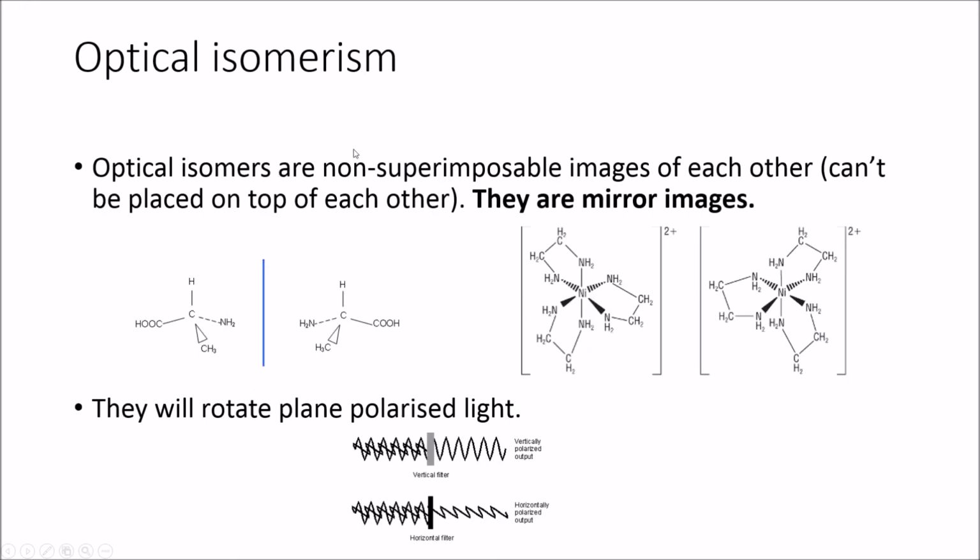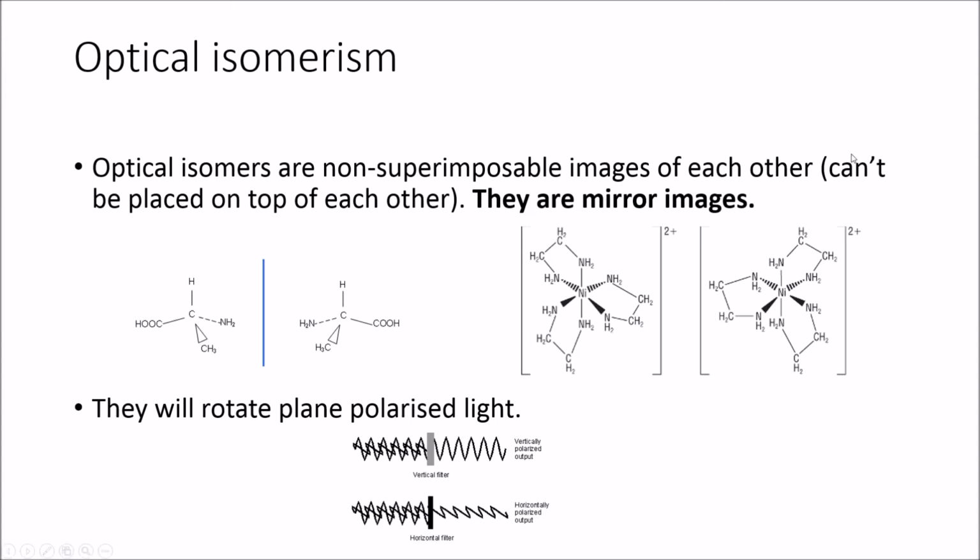Optical isomerism. Now this is the more complicated of the two versions of stereoisomers you need to know. Optical isomers are non-superimposable mirror images of each other. That basically just means they can't be placed on top of each other. It's like saying try to put your right hand on top of your left hand. If you try it at home, it doesn't matter how you rotate your right hand, it will never fit or superimpose on top of your left hand.